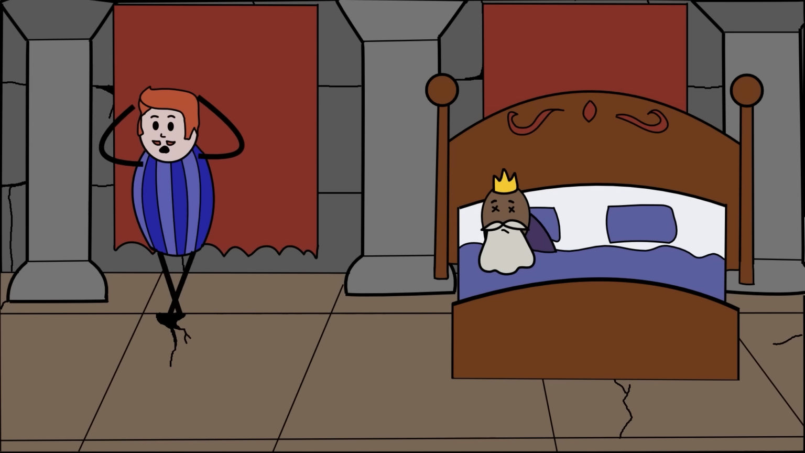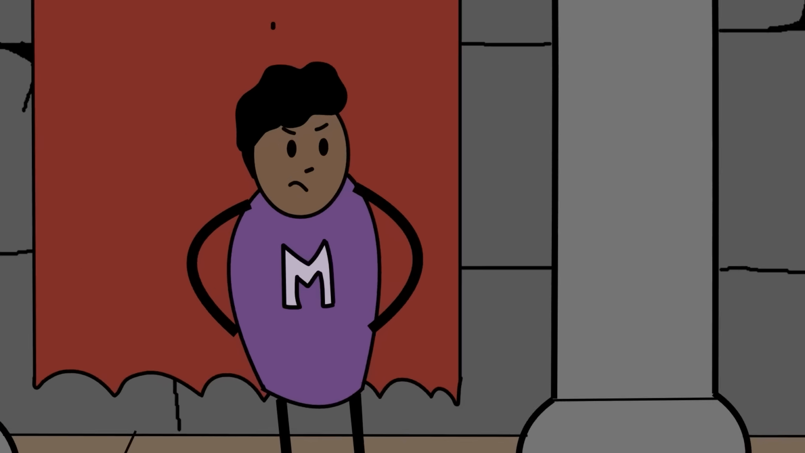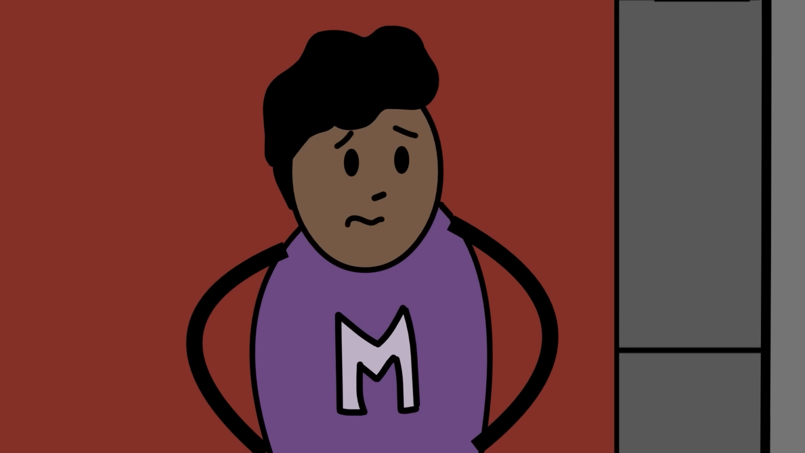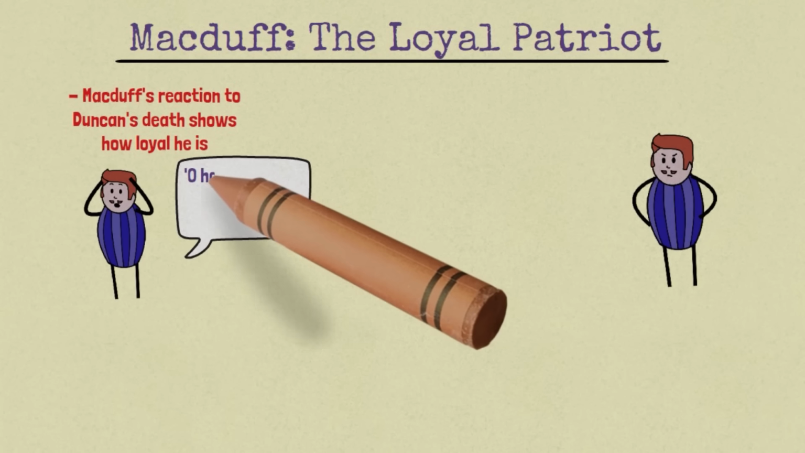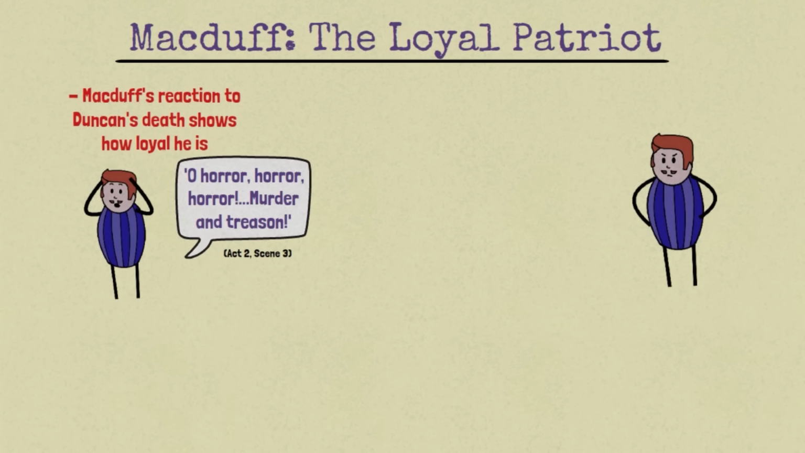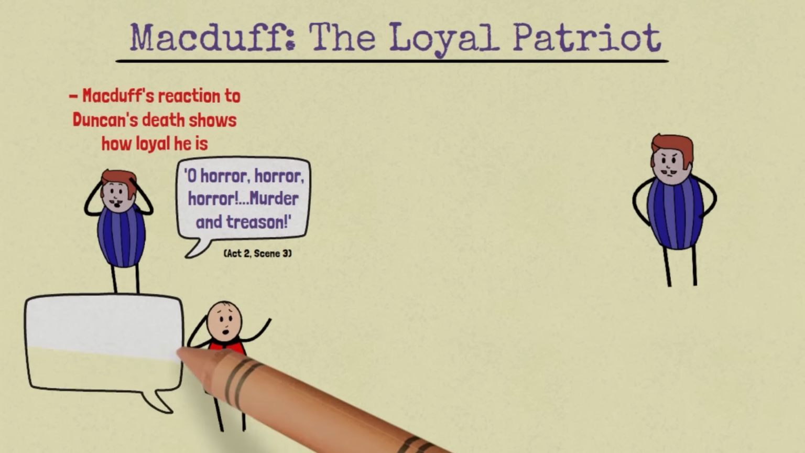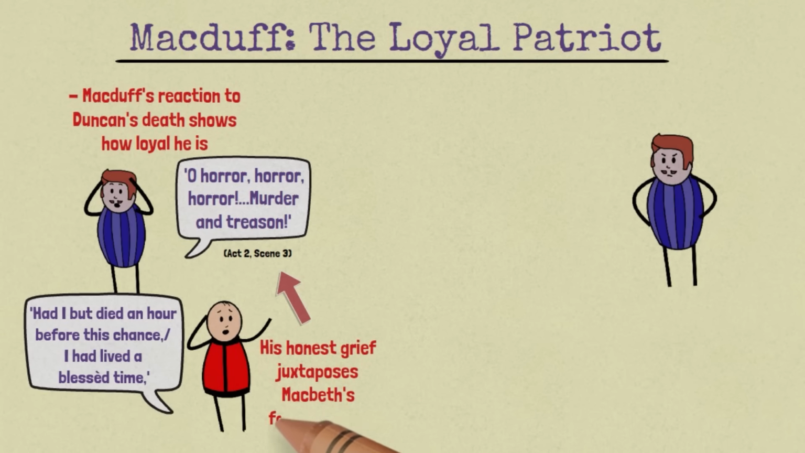Although he is not in the first part of the play at all, Macduff is a big part of the plot, and is the first one to discover King Duncan's body. His reaction reveals how loyal a subject he is, as he cries out, "Oh, horror, horror, horror! Murder and treason!" Macbeth tries to match Macduff's real grief, but this only highlights his insincerity to the audience.